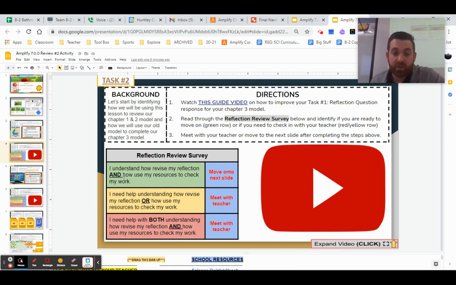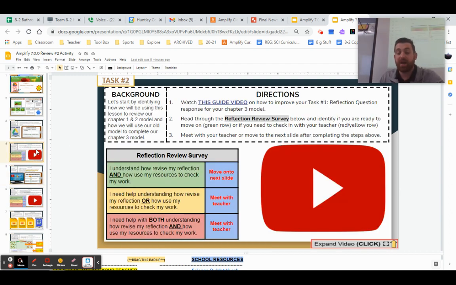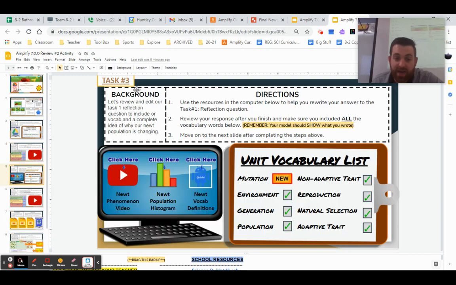Let's go ahead and take a look at our survey. Do we understand how to revise our reflection? Hopefully we understand how to incorporate our vocab and how to incorporate what's going on with our population histogram. If not, come see me. Do we know how to use our resources to check? Do we know how to hop onto task 3, use these resources, and add them into our response? If the answer is yes, awesome. Go ahead and get started working. If not, check in with me.